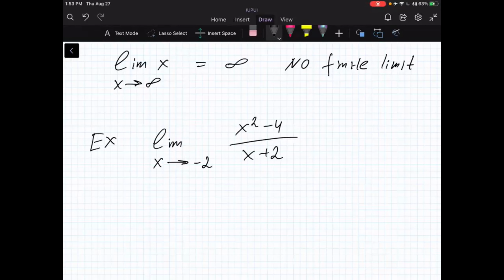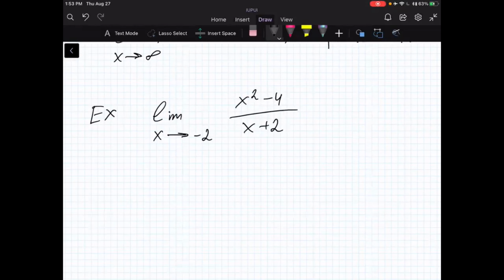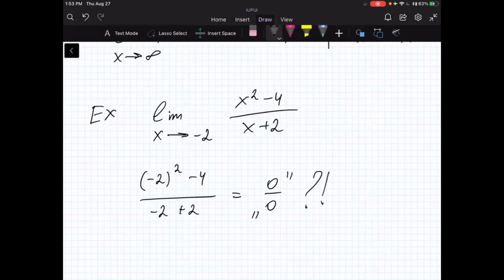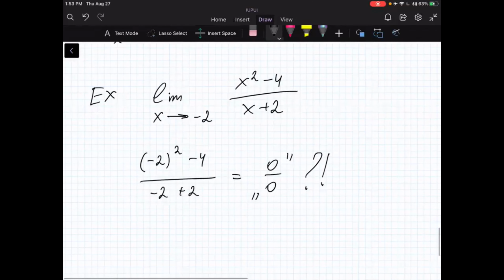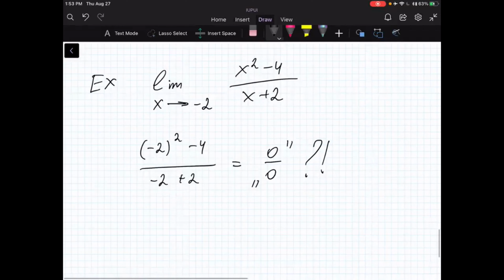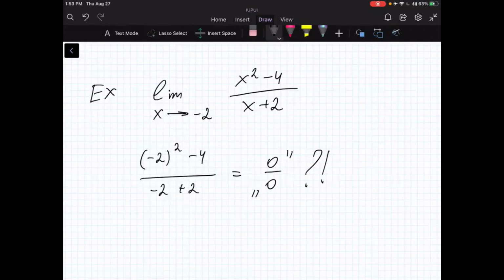Again, if you naively substitute it, then you'll get something like -2 squared minus 4 divided by -2 plus 2, which is again 0 over 0. And again, you don't know what it is, so that means that you need to investigate it more accurately. And the way to do that, you should play a little bit with your function itself.